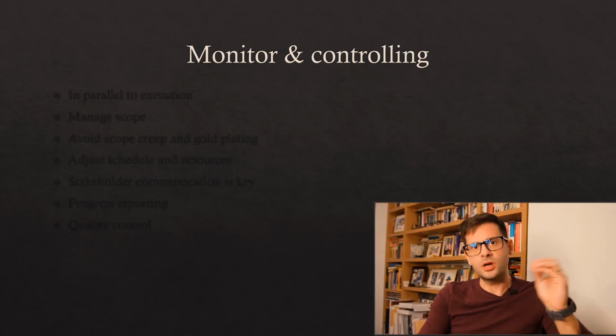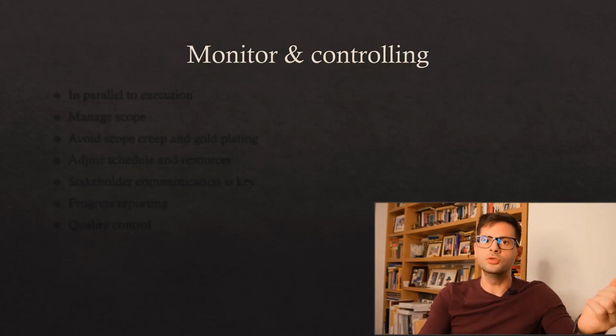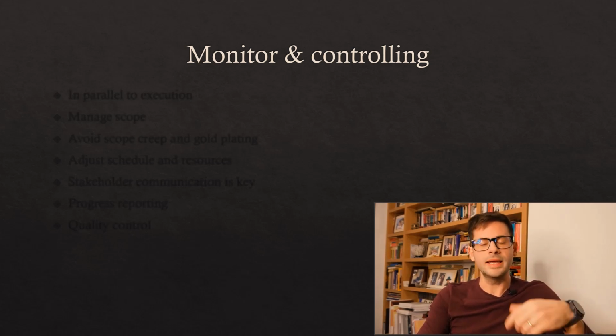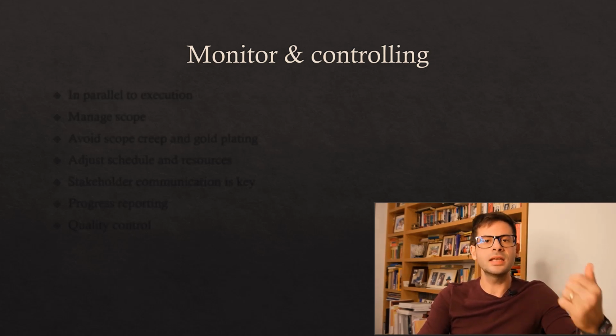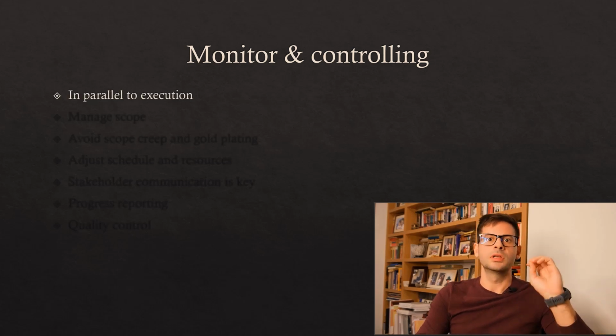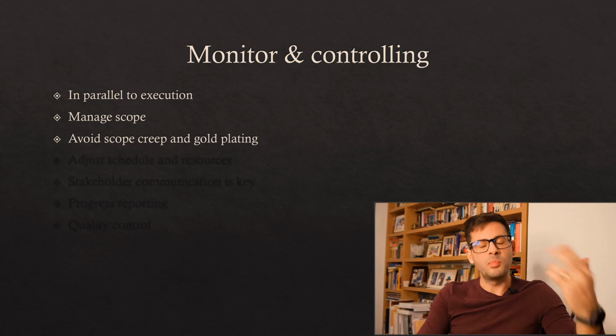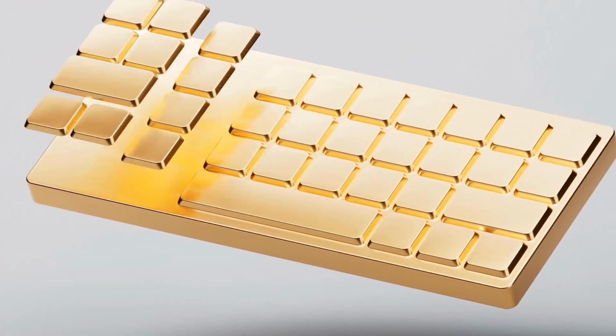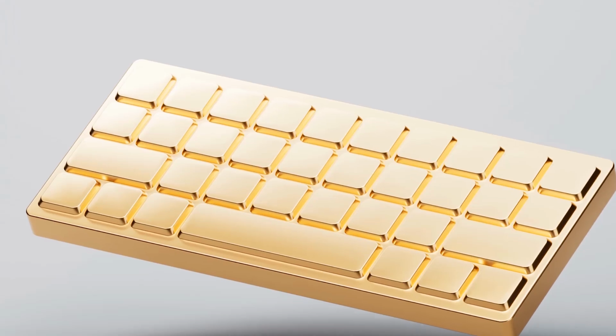Next, since we've talked about executing, where we actually do the work, monitoring and controlling happens in parallel. It happens exactly at the same time. So this is in parallel with execution, and its point is to manage scope. We need to make sure that we're actually delivering what we're supposed to be delivering and nothing else. We're supposed to be avoiding scope creep and gold plating.